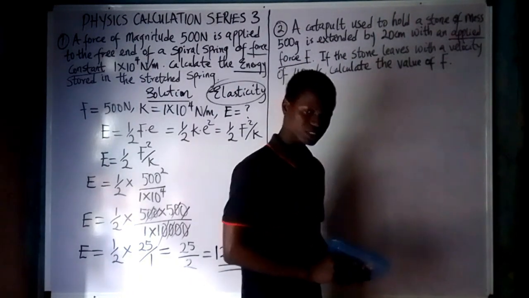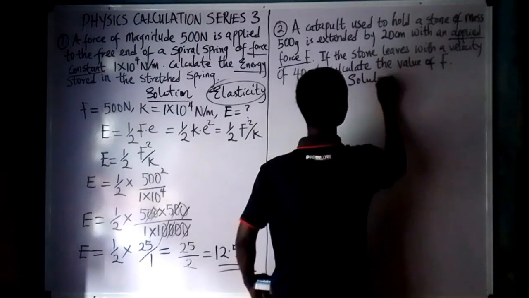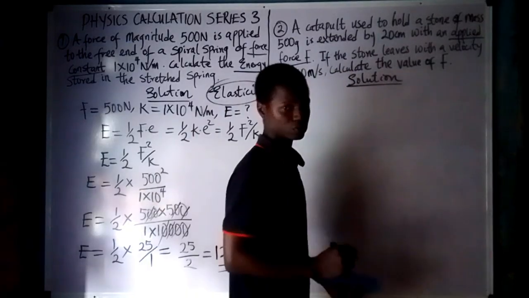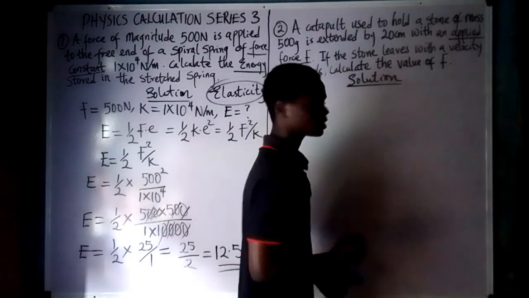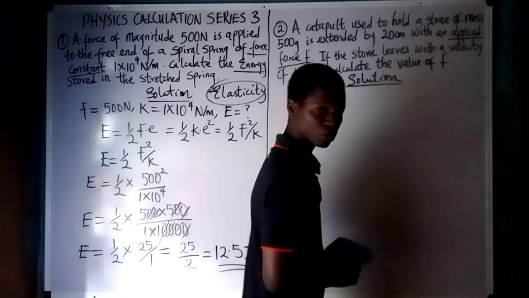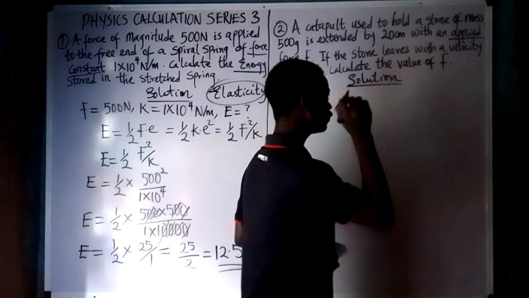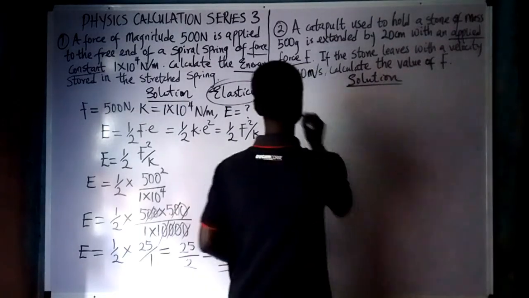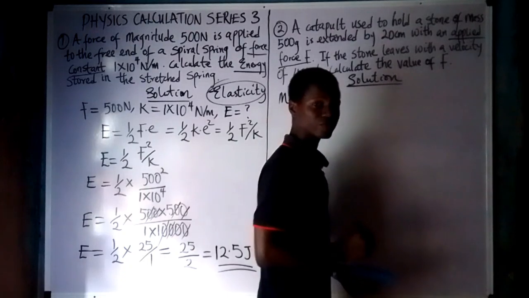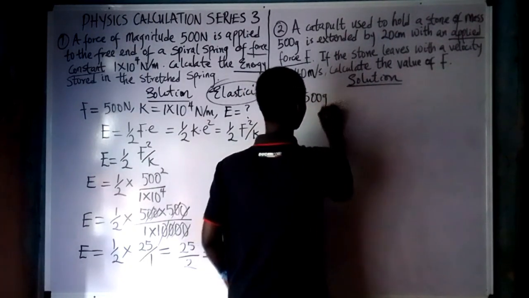So like I always say, for a physics question, the very first thing to do is what? Is to write out all that was given in the question. So let's go to that right now. They said a catapult used to hold a stone of mass 500 gram. So we're given mass, is it not? Yes. So come here and write M is equal to, what's the value they gave us? They said it's 500 gram.